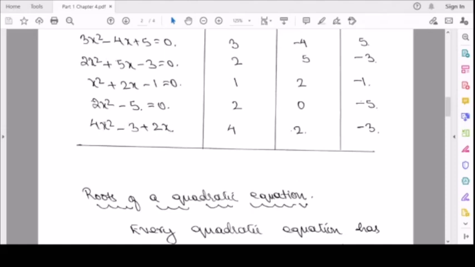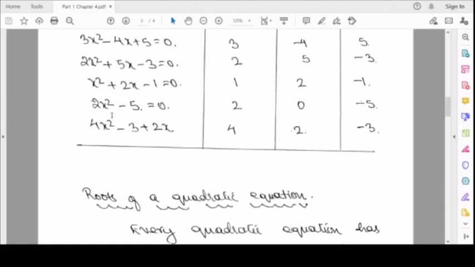The terms are not in order. That means not in the standard form. The first term is x squared, the second term is only 3, and the last term is 2x. That means the order of the variable according to the power is not in order.